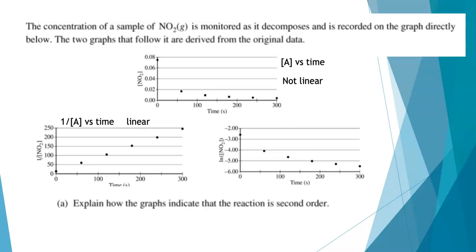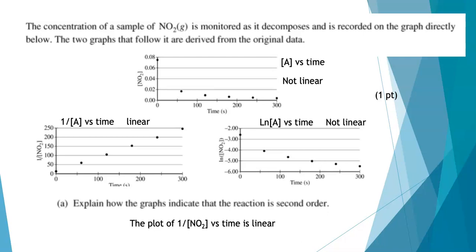Just to confirm, let's look at the final graph. That plotted the natural log of the concentration versus time, and that is also not a linear graph, and therefore it is not first order in NO2. So our answer to part A is the plot of 1 over NO2 versus time is linear. That's how we know the reaction is second order and not zero order or first order in NO2.